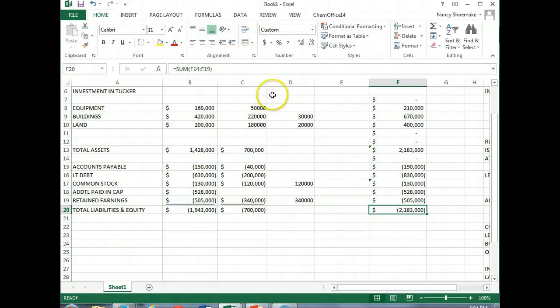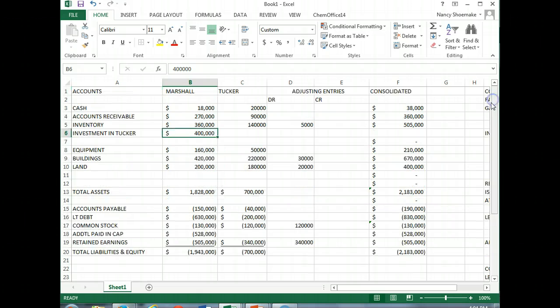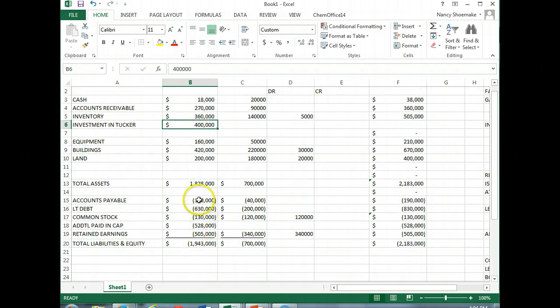We're going to do this on a worksheet. I'm trying to just figure it out, and we'll see. 2,183,700, but still my liabilities and equity is off here, and it would be right if I put the 400,000 in for Tucker. No. What am I doing wrong here? What? 515, that's my issue. There.